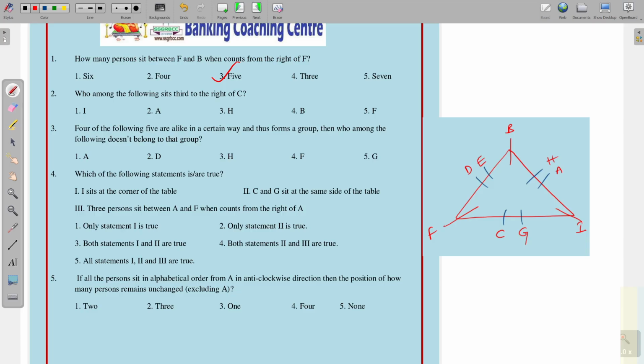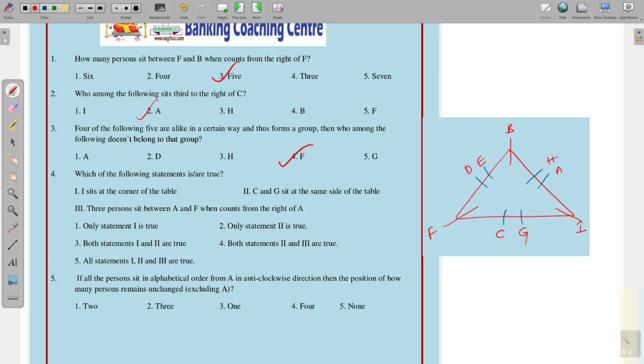Who among the following sits third to the right of C? So, third to the right of C, that is A. Question number 3. Who among the following doesn't belong to the group? So, A middle, D middle, H also middle and F is corner and G is also middle.